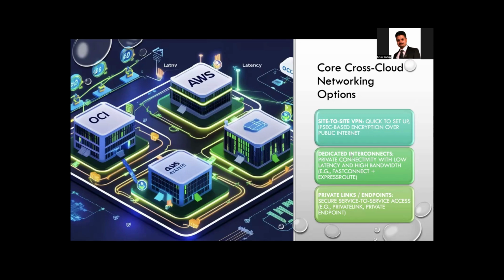The second option is dedicated interconnect. For example, OCI's FastConnect with Azure ExpressRoute. This gives you a direct private connection offering higher bandwidth, reliability, low latency, and better security. This is perfect for production traffic or sensitive workloads, or to connect your cloud infrastructure with your own on-premise data center. The third option is the private links or endpoints, which also provides direct private access to services, for example, Oracle Autonomous Database via a private endpoint. This option also avoids the public internet entirely and is many times used for secure SaaS to SaaS integrations.